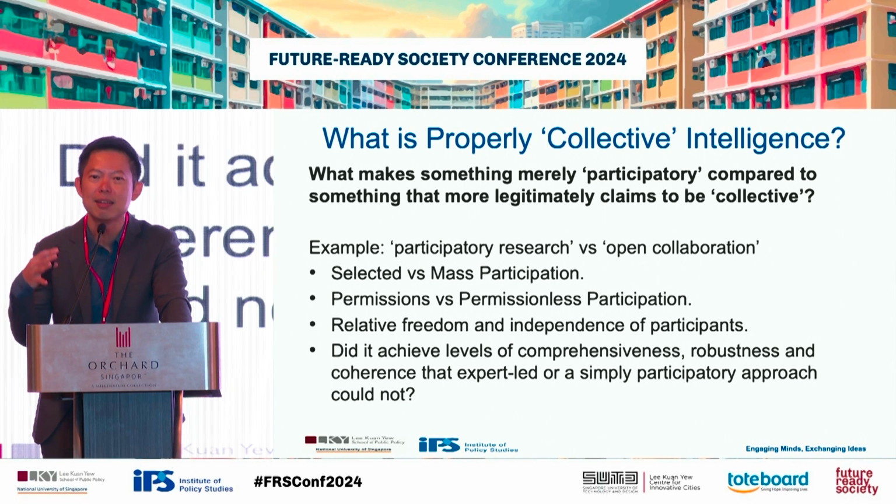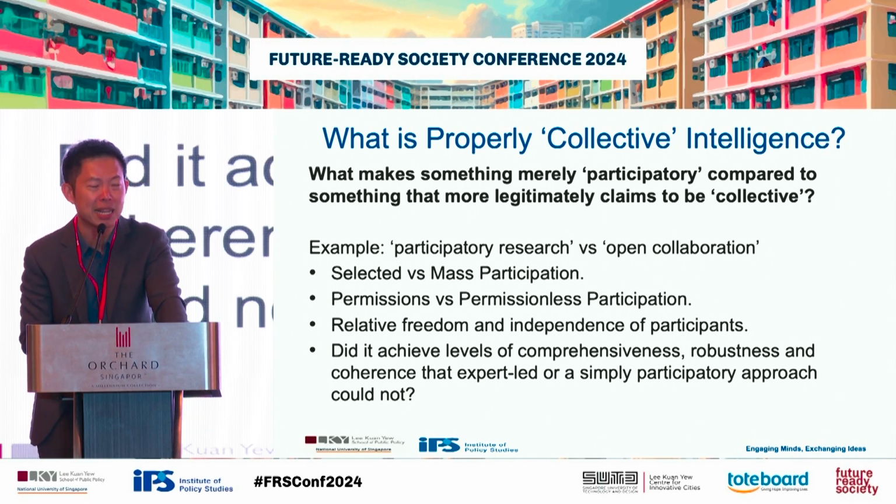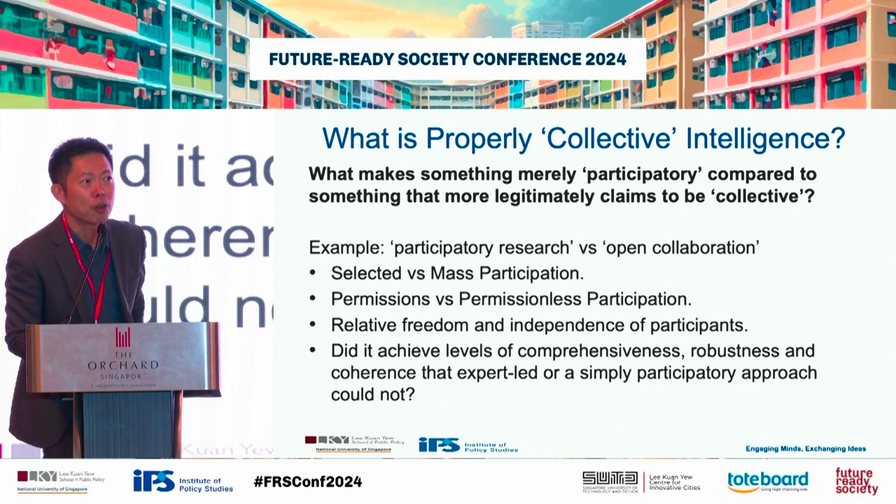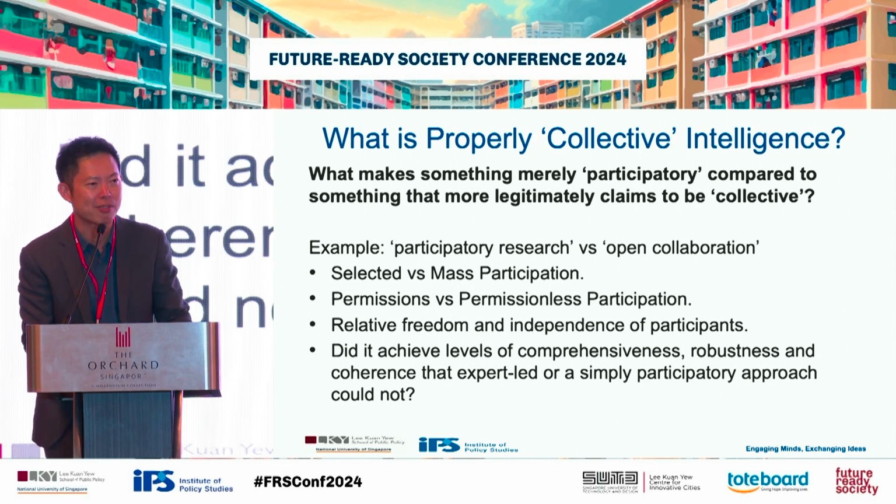But then what is the collective intelligence model of that? It would mean more people. It would mean maybe we don't have to give permission. Maybe they can participate. And then the question is, if we allow that kind of level of participation, can it lead to a kind of comprehensive and robust and coherent knowledge base?